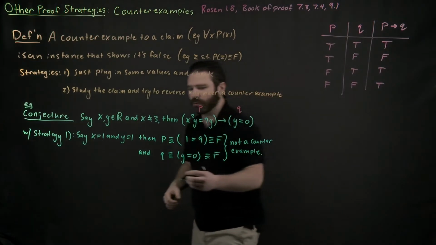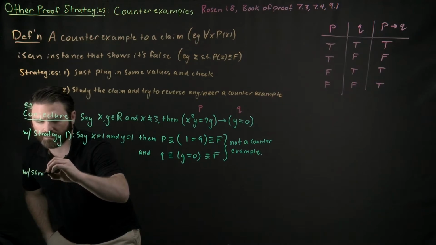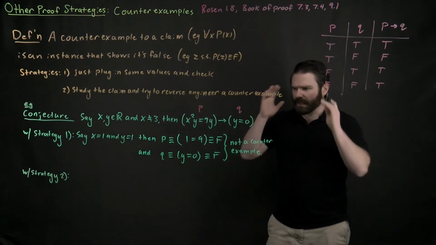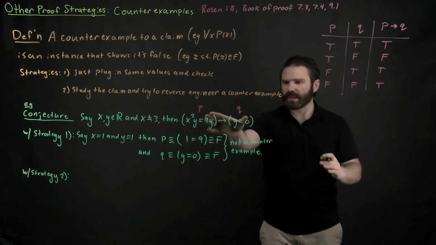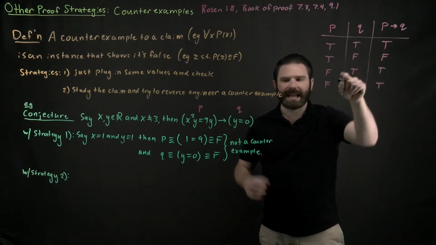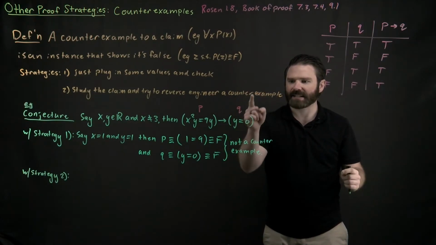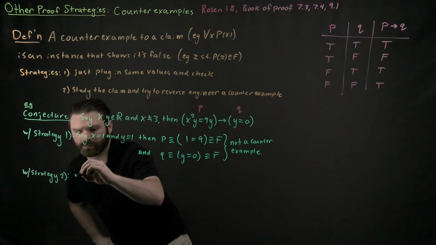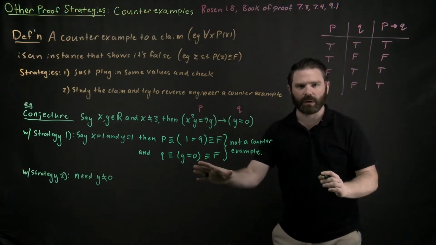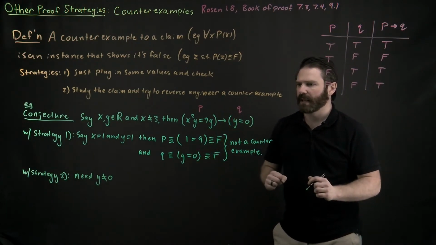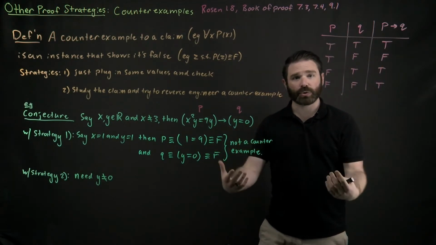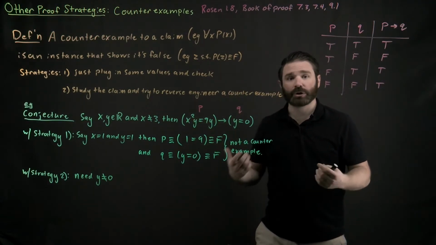So using strategy number 2, let's go ahead and see. Okay, I want a counterexample. So I want this implication to be false. So if I want this implication to be false, that means my conclusion has to be false. So this thing has to be false. So I want y not to be 0 because I want my conclusion to be false. And now, since I'm trying to find a counterexample, I want my hypothesis to be true. I want this thing to be true.